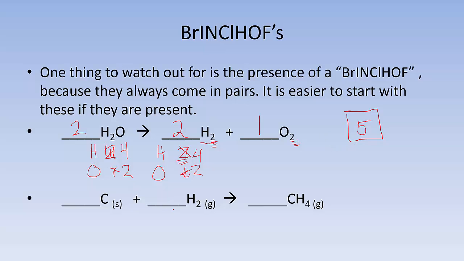Now I got C plus H2, give me CH4. All right, inventory: I got 1 carbon, I got 2 hydrogens. I got 1 carbon on the right, but I got 4 hydrogens on the right. So hydrogens are imbalanced. So how do I fix that? Well, I'm counting by 2's. So how do I get to 4? Well, I need 2 of those. So now I got 4 hydrogens and everything's balanced.